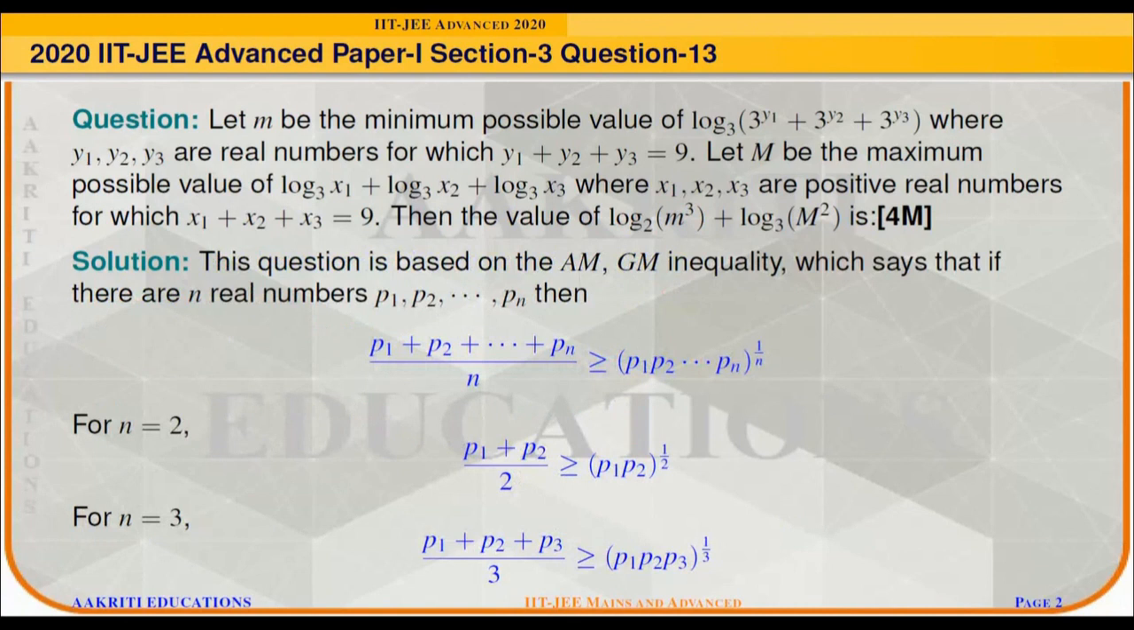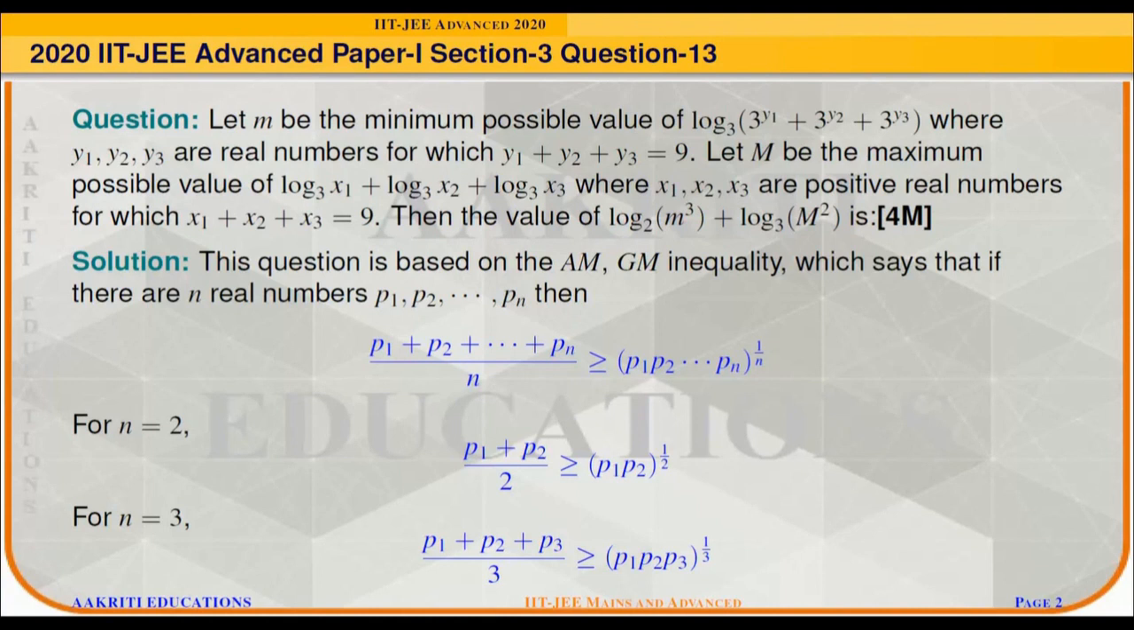This question is based on the AM-GM inequality. This inequality says if there are n real numbers p1, p2 up to pn, then the AM of these numbers, which is given as (p1 + p2 + ... + pn) divided by n, is always greater than or equal to the GM of n numbers. GM of n numbers is the product of the numbers raised to the power 1 by n. This expression can be simplified for two numbers. When n is equal to 2, then (p1 + p2)/2 is always greater than or equal to (p1 times p2) raised to the power half.